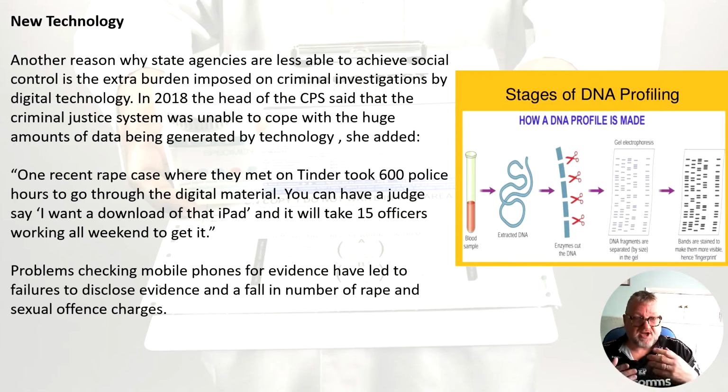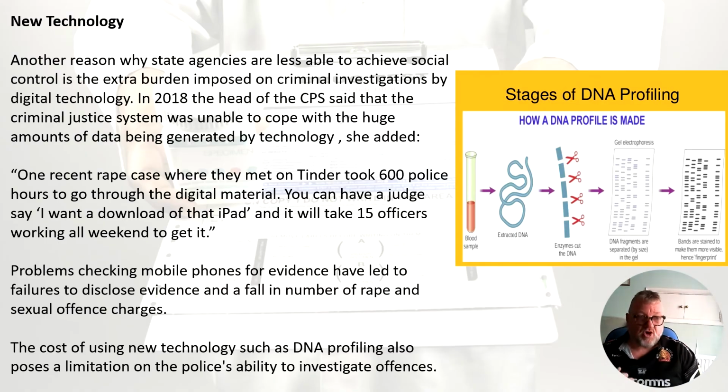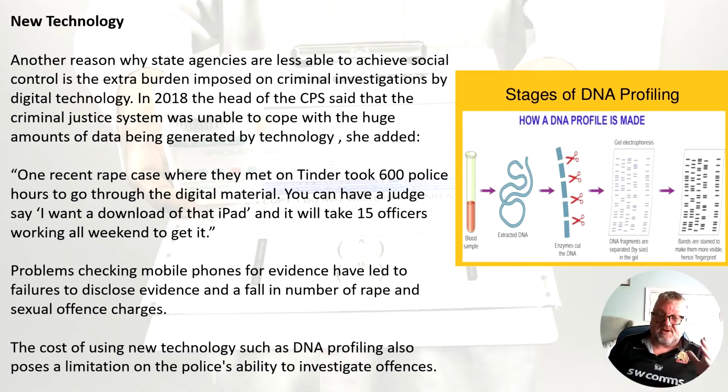So problems checking mobile phones for evidence have led to failures to disclose evidence and a fall in the number of rape and sexual offence charges. So all these things, this new technology has a knock-on effect. And there's the cost of using new technology, such as DNA profiling, which has meant that innocent people have been freed from prison at the same time as guilty people have been caught due to it. All of these things cost money, and it poses a limitation on the police's ability to investigate offences if they don't have the money to pay for the DNA profiling, etc.